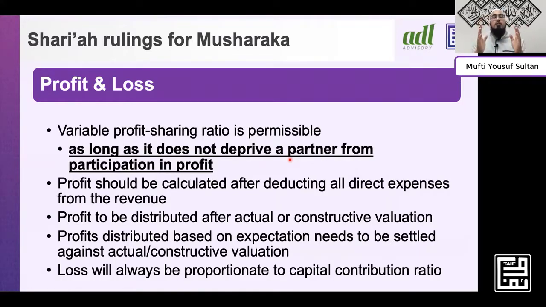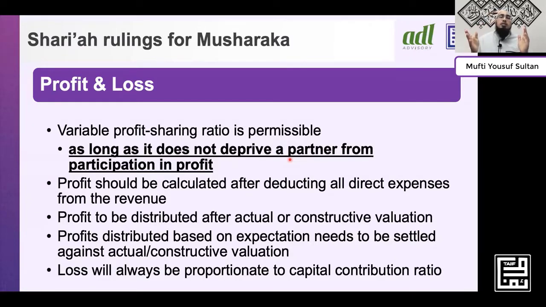So we have a capital ratio of 50%, 50%. But let's say partner A is also a working partner. He is also managing, putting his time and effort. Partner B chooses to be a sleeping partner. He will not be involved in the work anymore. Now, can we give partner B 51% profit?